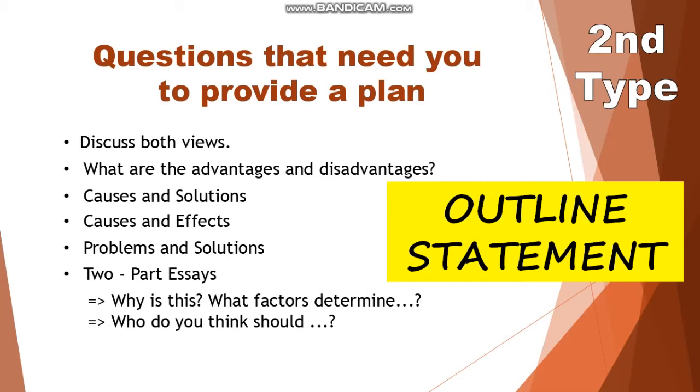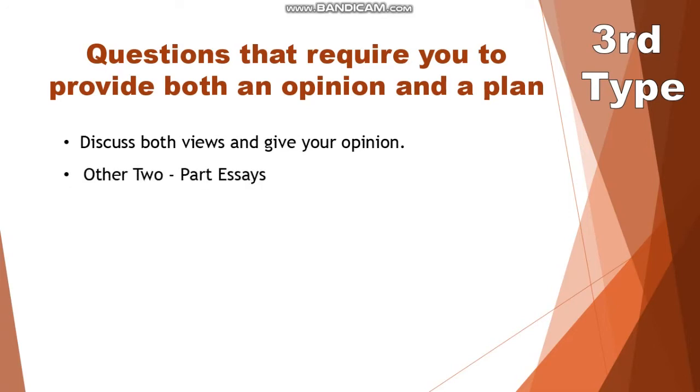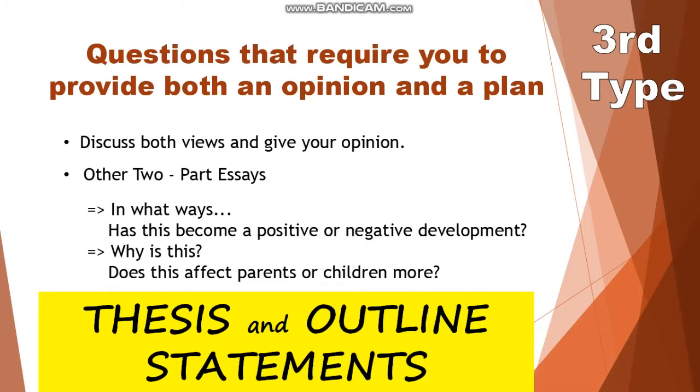The last type, or the third type, is questions that require you to provide both an opinion and a plan. The typical examples are: discuss both views and give your opinion, and other two-part essays. For example, in what ways has this become a positive or negative development? Or why is this? Or does this affect parents or children more? For this kind of questions that require you to provide both an opinion and a plan, you are going to use thesis and outline statements.